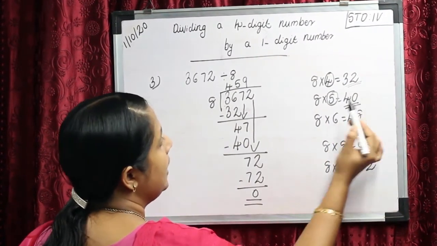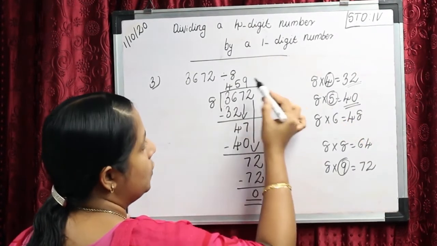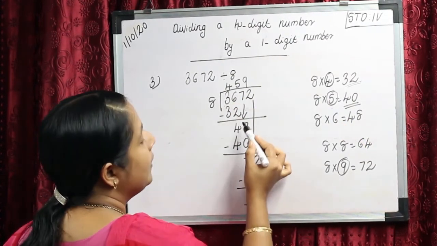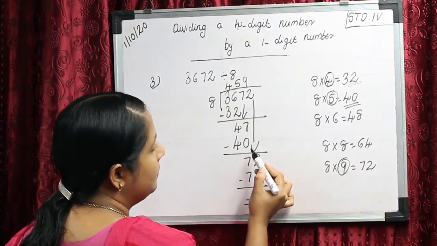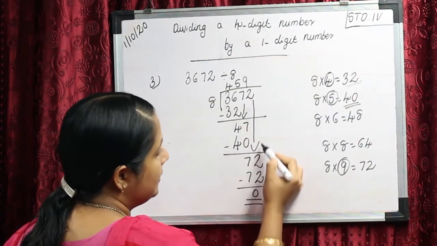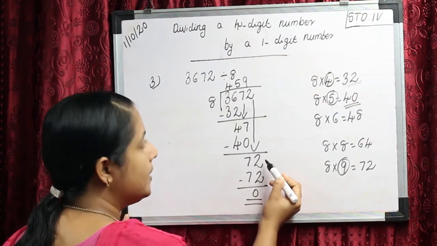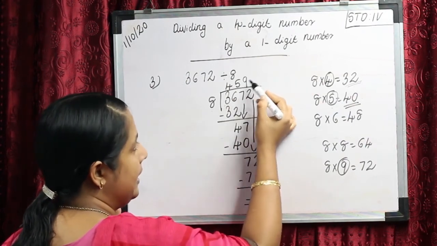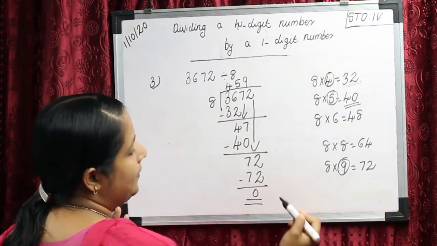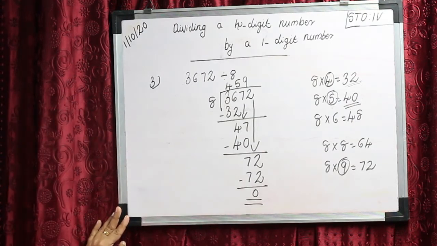That means 40. How many times? 5 times. So 5 8s are 40. Then 47 minus 40 is 7. Then the next number is 2. Then 7 and 2 together make 72. Then we know that 9 8s are 72. Then 72 minus 72 is 0.